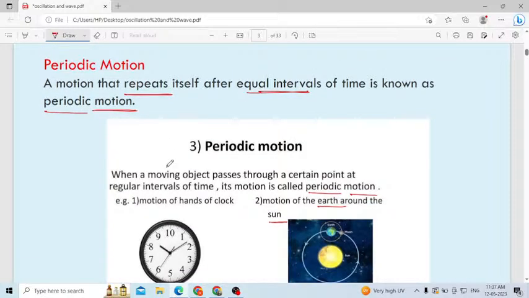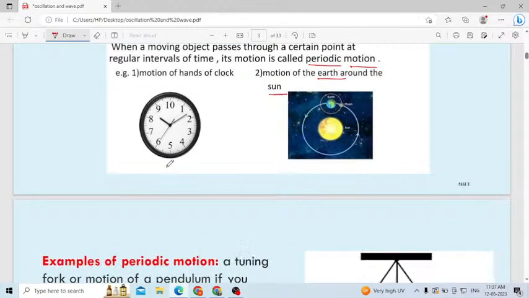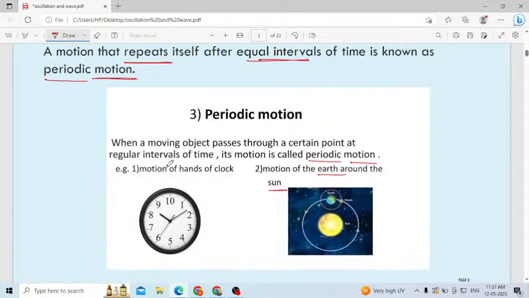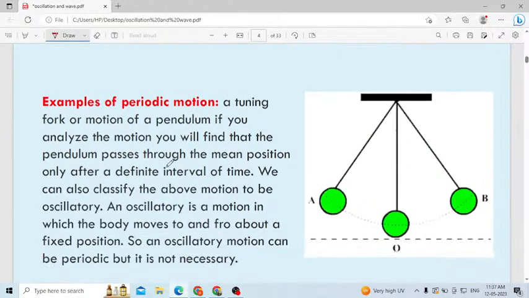Whether it is circular or linear, that does not matter, but the motion gets repeated at equal intervals of time. That is very important. That you have to remember.